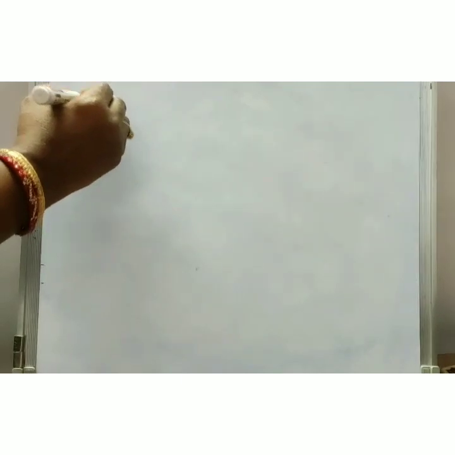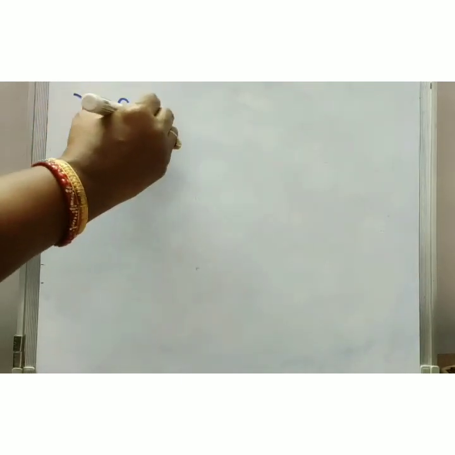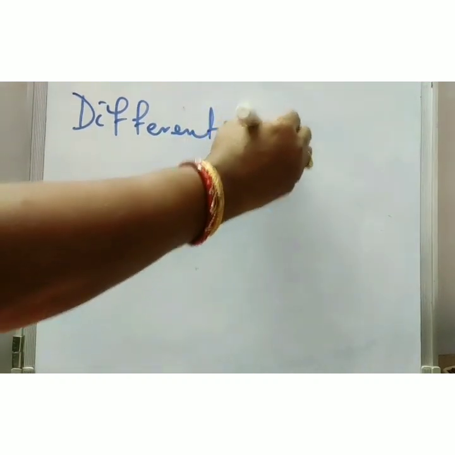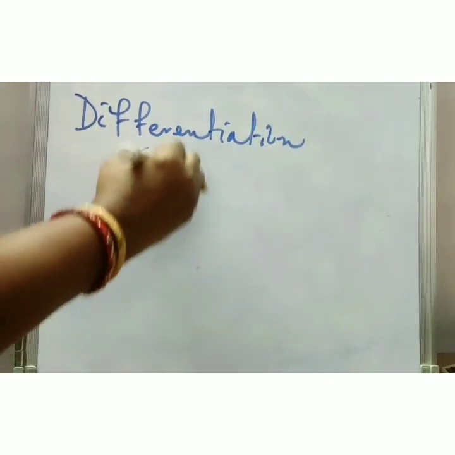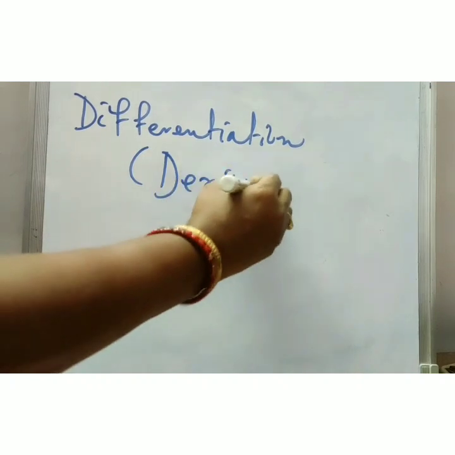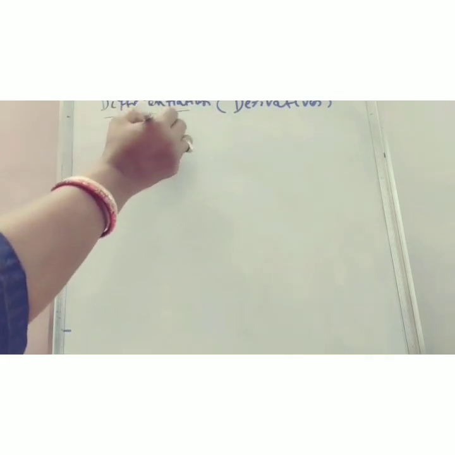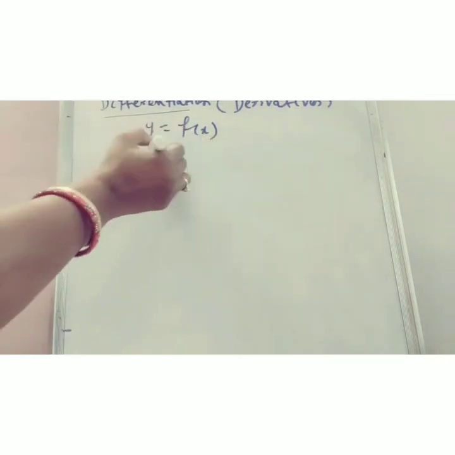Today we will start differentiation, or you can say derivative. What is a derivative? Suppose I write y is equal to f of x. What is y is equal to f of x? y is a function of x. y and x are two variables.